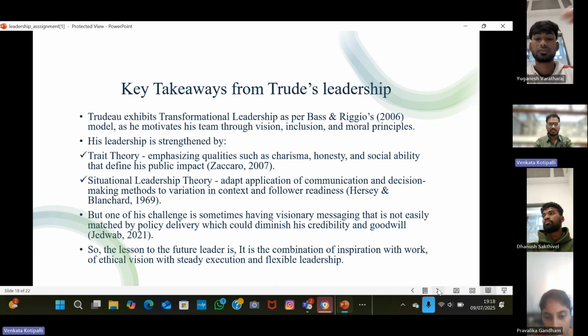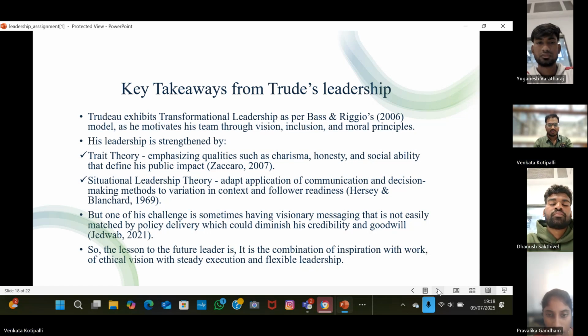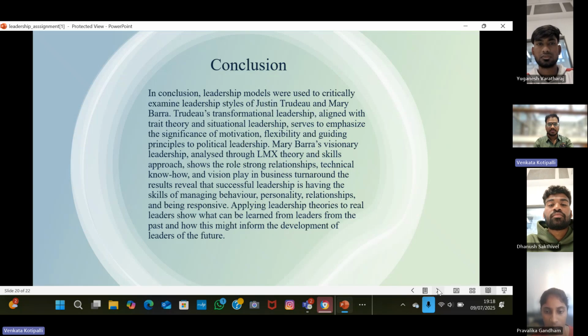Situational leadership theory adapts communication and decision-making methods to variation in context and follower readiness, Hersey and Blanchard, 1969. But one of his challenges is sometimes having visionary messaging that is not easily matched by policy delivery, which could diminish his credibility and goodwill, Zwap, 2021. So the lesson to the future leader is a combination of inspiration, ethical vision, steady execution, and flexible leadership.